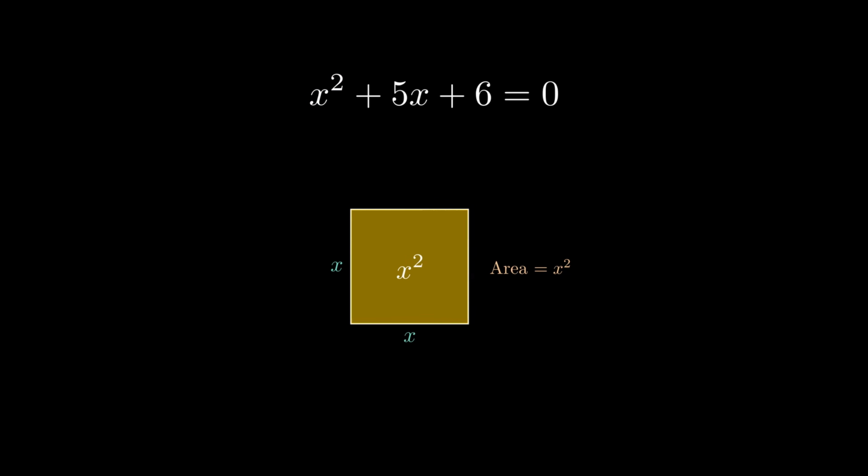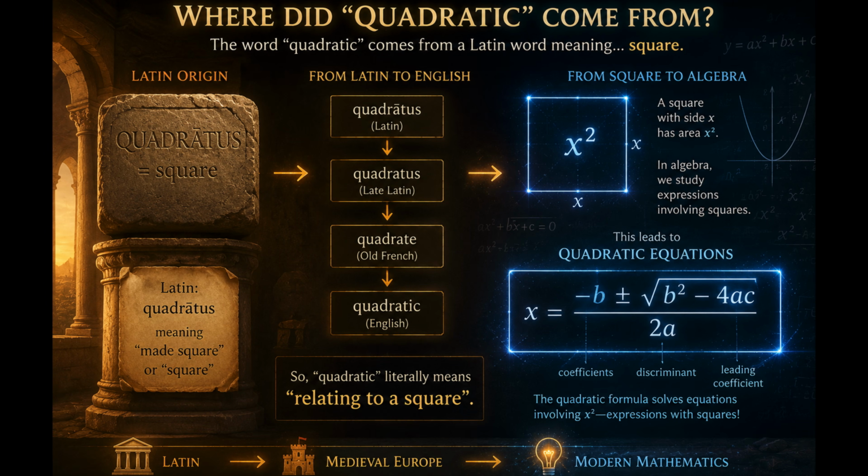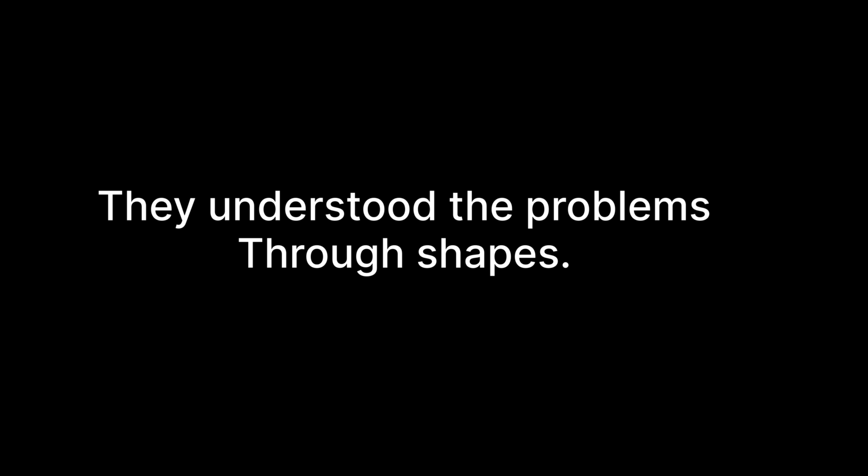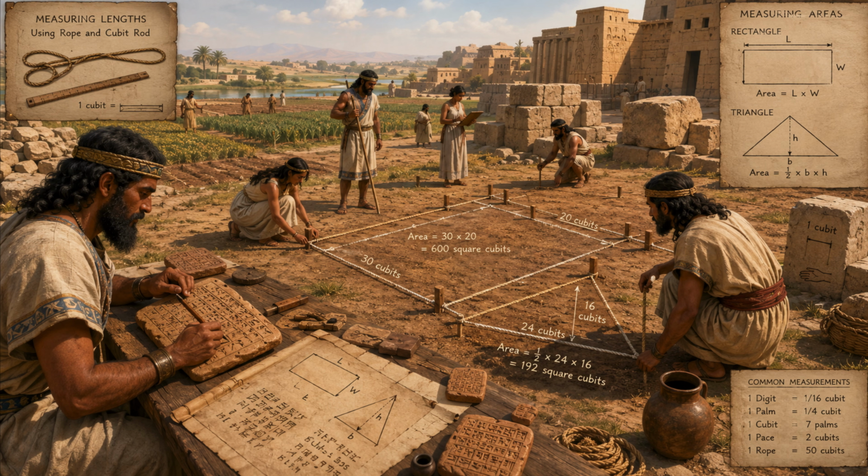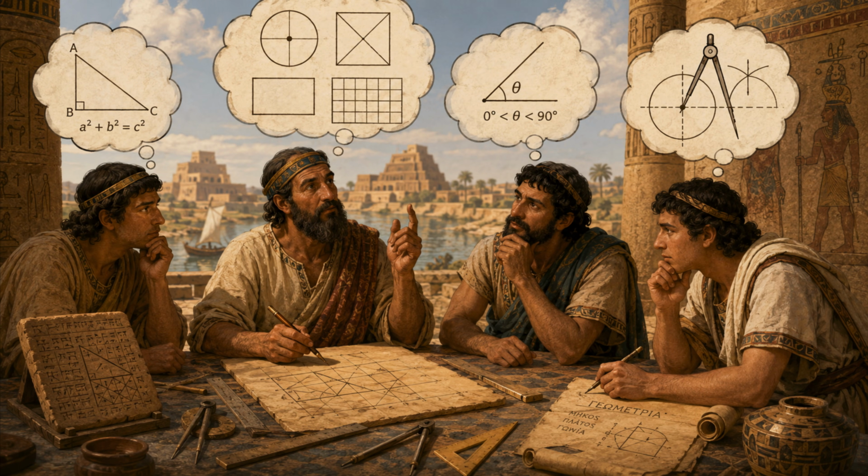The word quadratic comes from a Latin word meaning square, and this is very important because in ancient times, people did not write equations using symbols like x, a, b, or c. They understood these problems through shapes, squares, rectangles, areas, and lengths. So in the beginning, quadratic equations were not written as algebra. They were imagined as geometry.